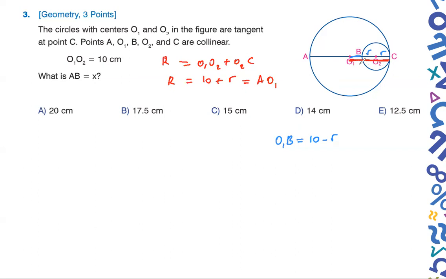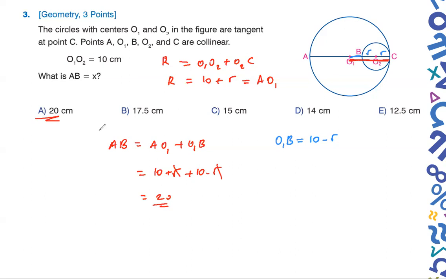And the question is now asking AB. A to B is just what we want. That is equal to A to O1 plus O1 to B. And I do know AO1 is 10 plus R, right? And O1B, O1 is right here, B is right here. We already did this, 10 minus R. So the Rs will cancel, and we will be done with the question, which is choice A. So meaning that the R doesn't really matter.